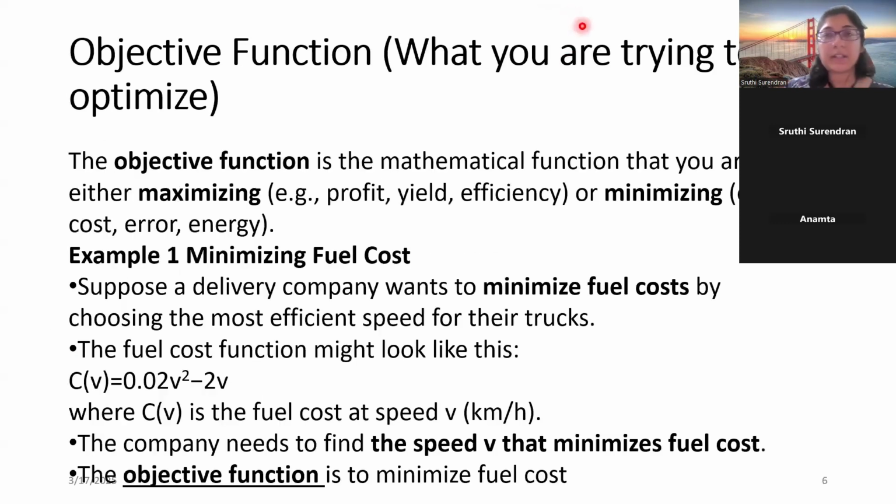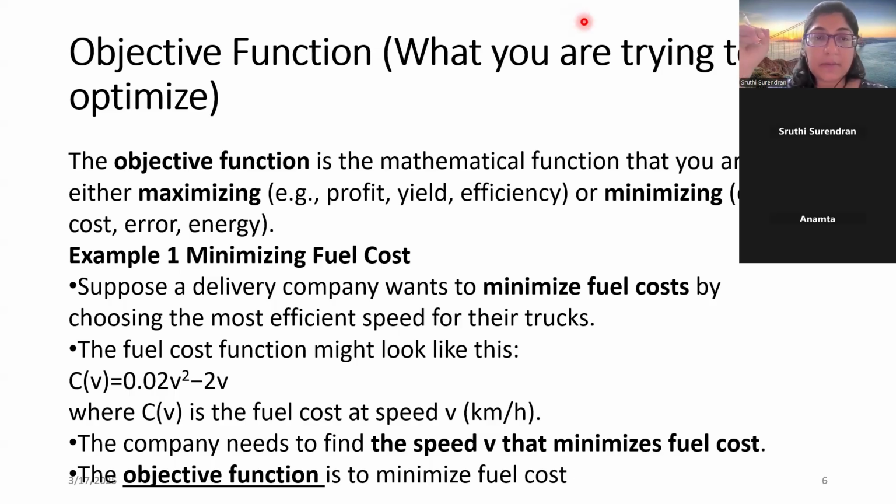So objective function is what we are trying to optimize, what we are trying to maximize or minimize. Basically it is a mathematical function that we either maximize or minimize. Like in case of profit, we maximize. In case of some cost or error, we minimize.